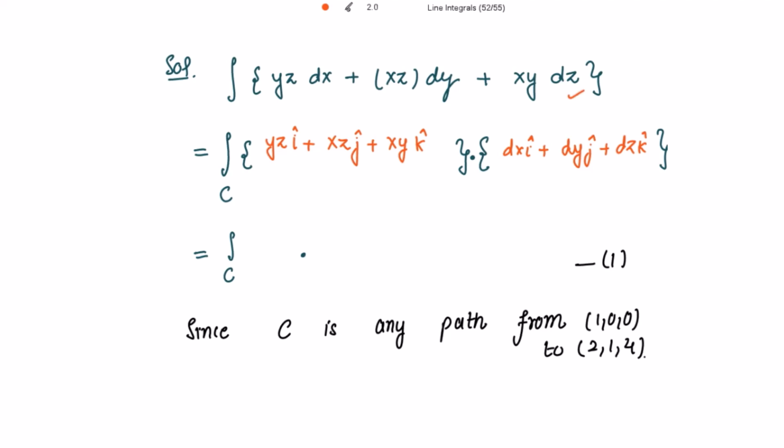So I can write this like this, and this complete becomes our vector point function F, and this is nothing but dr vector, where r is equal to x i cap plus y j cap plus z k cap, right? It is your xyz plane. And since C is any path from (1,0,0) to (2,1,4), we can write the parametric equations from this.